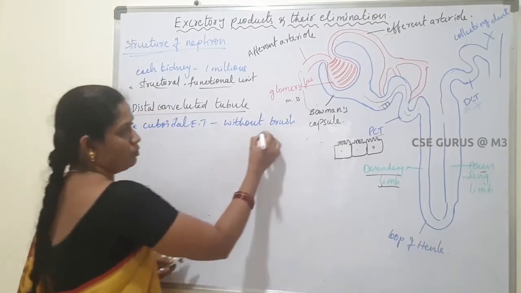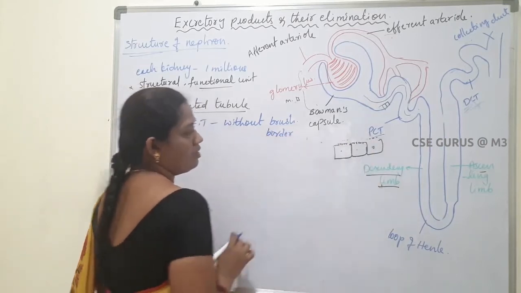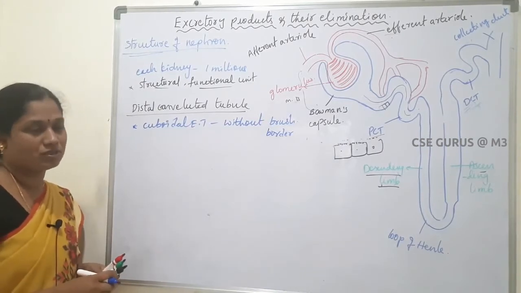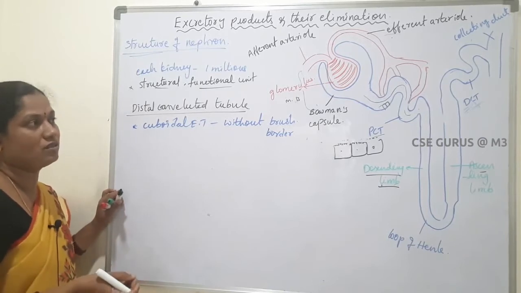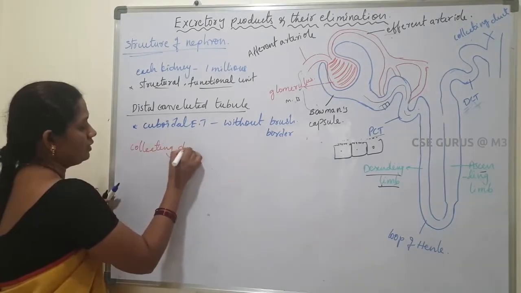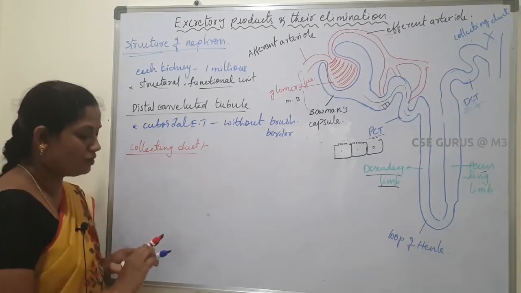So without brush border, which means here the microvilli are absent. Here only less reabsorption takes place, so that's why fewer mitochondria are present. Okay, next, collecting duct. Finally, the distal convoluted tubule.